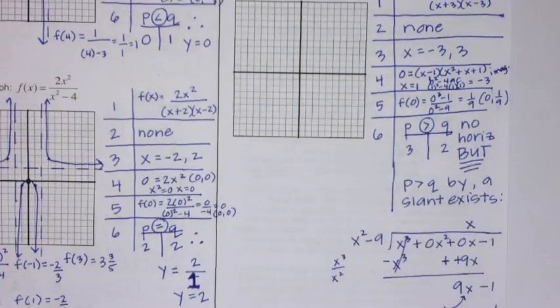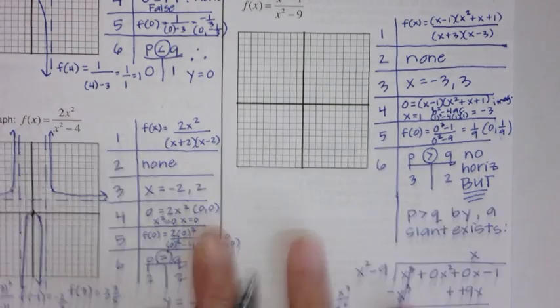So let's go ahead and graph all these. So we have the negative 3 and 3.